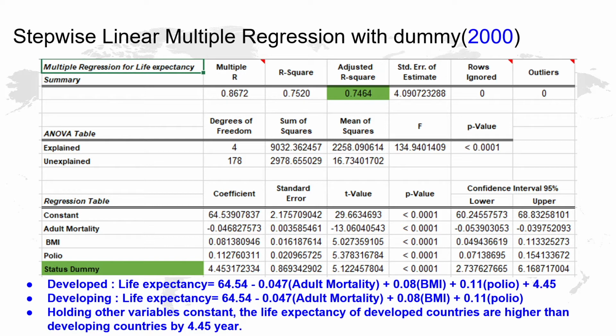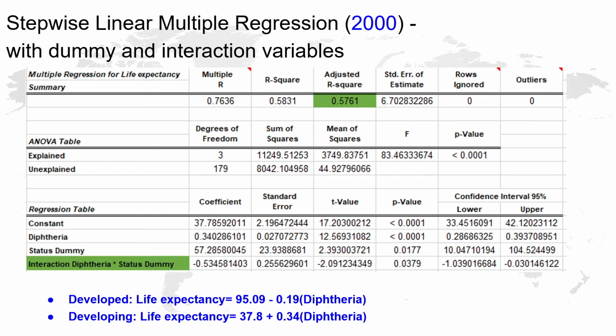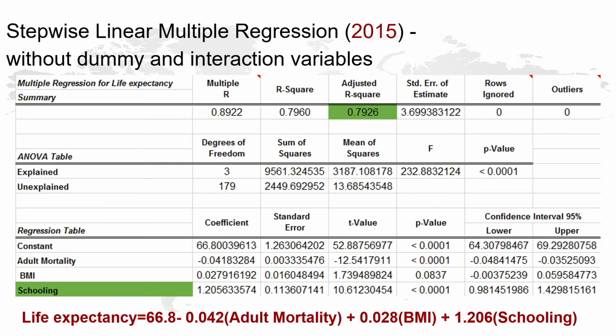Proceeding to the next slide, we carried out multiple stepwise regression with dummy and interaction variables, and this gives us the equation showing that developed countries have a much higher life expectancy as compared to developing countries, and the adjusted R-square value for this model is 0.57. It shows that diphtheria has differing effects: every increase in the percentage of children vaccinated with diphtheria increases the life expectancy in developing countries, whereas it reduces the life expectancy in developed countries.